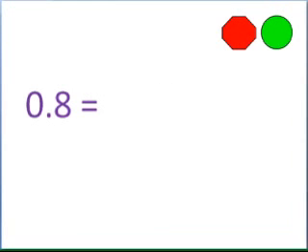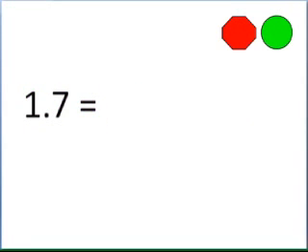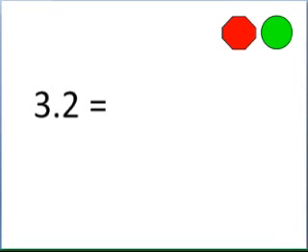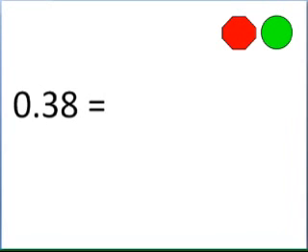Press on the stop sign and try to solve it. The correct answer is 8 tenths, and 8 tenths simplifies to 4/5. Press on the stop sign. 17 tenths becomes 1 7/10. 3.2 is 32 tenths, and that's 3 1/5. 3.2 and 3 1/5 are the same thing.